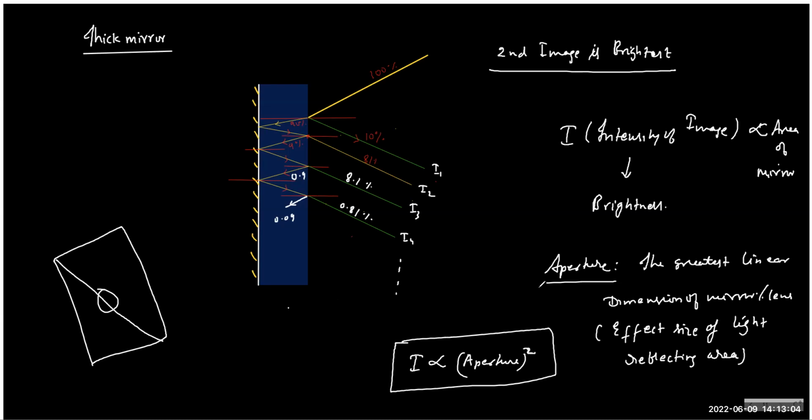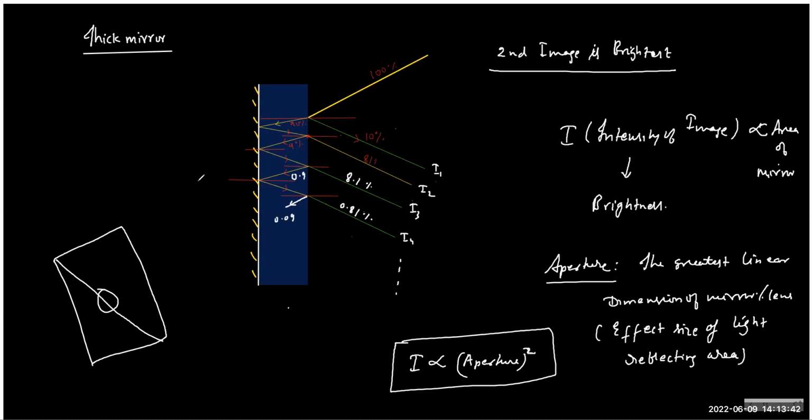Aperture will dictate the intensity part, but image formation has nothing to do with the size of the mirror or lens. It means no matter how small you take the size of the mirror or the lens, you will get the complete image, although you won't be able to see it, but the image will be formed. Because infinite beams can pass through one point, even the smallest mirror can form the entire image. That's not an issue.